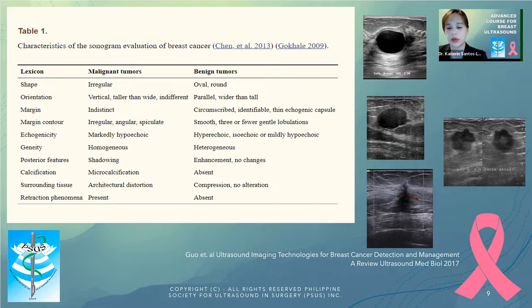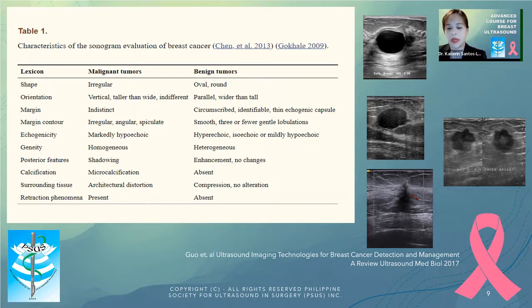For margins, we look at if they are indistinct or if they are circumscribed or well-defined for benign. The margin contour may be irregular, angulated, or spiculated for malignant lesions. And for benign, they can be smooth or sometimes with gentle lobulations. Echogenicity is how they actually compare to the isoechoic fat. For malignant, they usually are hypoechoic. For benign lesions, they range from either isoechoic to fat, hypoechoic, or even hyperechoic.